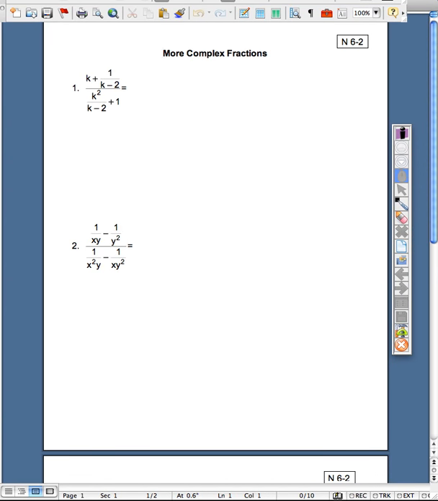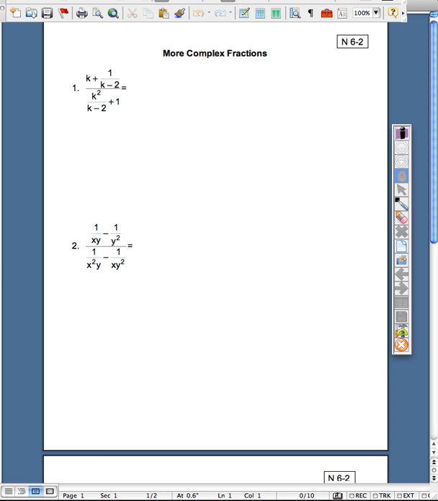Okay, this is the next section of section 2 of Unit 6. It's again complex fractions. They're just a little more complicated than the ones before, but the method is the same. Get the numerator into a single fraction using a common denominator. Get the denominator as a common fraction, one fraction, and then invert and multiply.